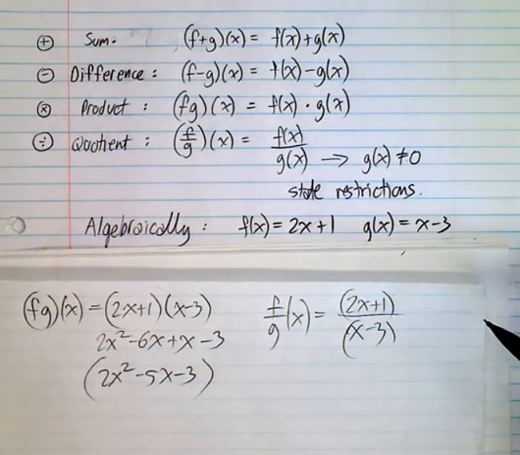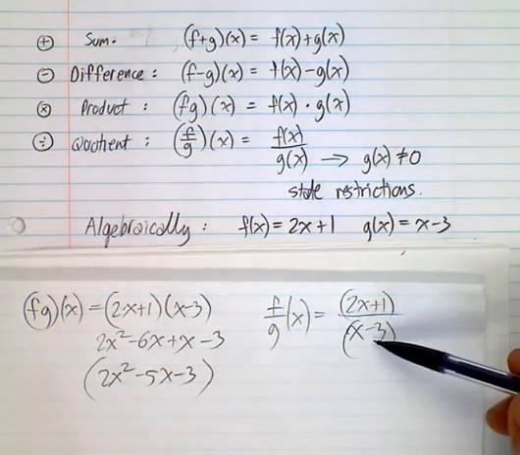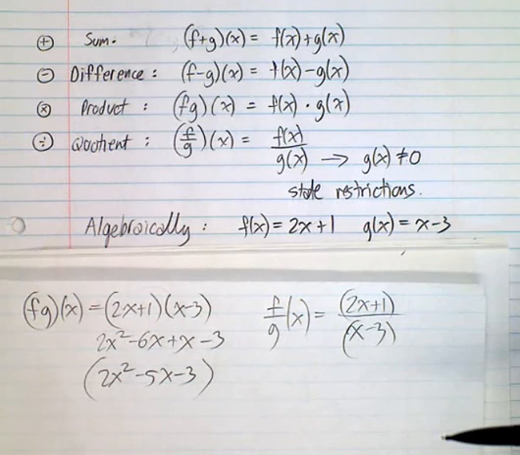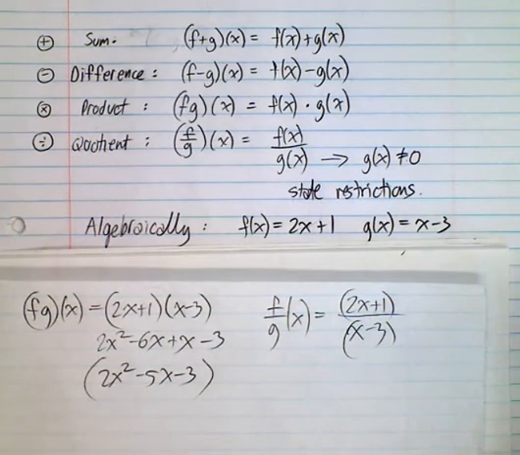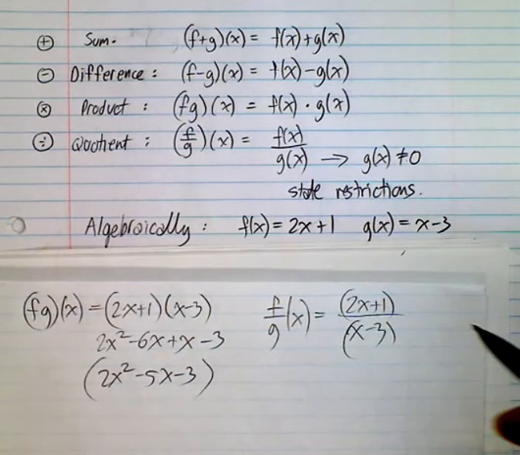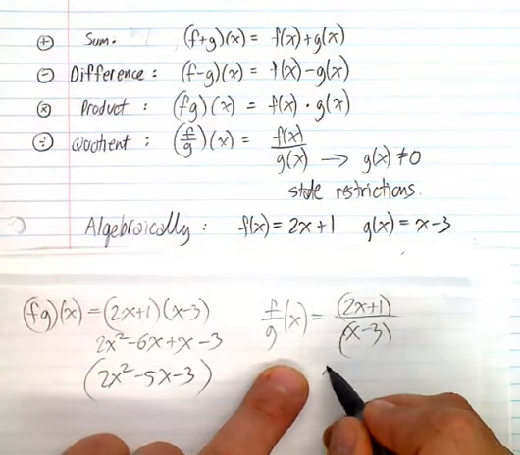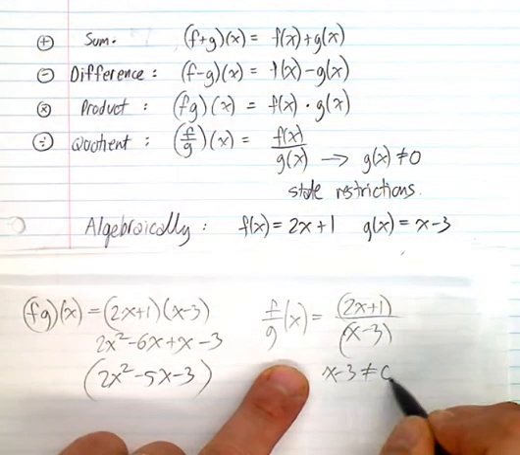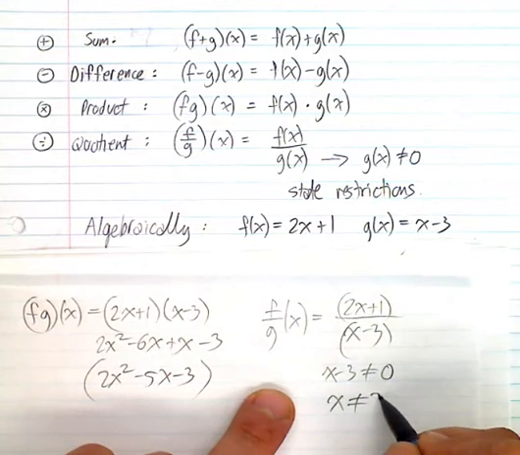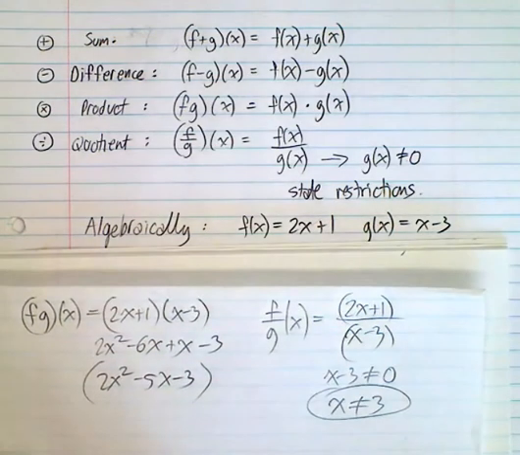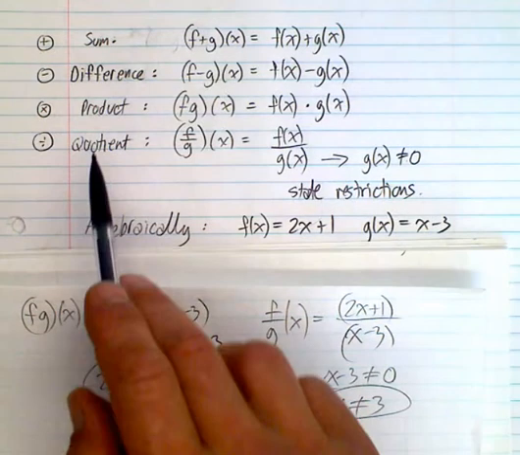But what we can do here is state the restriction. Since the g of x is in the denominator and we have a variable in the denominator, we need to state what that variable cannot be. We know that it can't be 0 on the bottom, so x minus 3 can't be 0, which means that x can't be positive 3. That's the restriction that we need with this final quotient, okay?